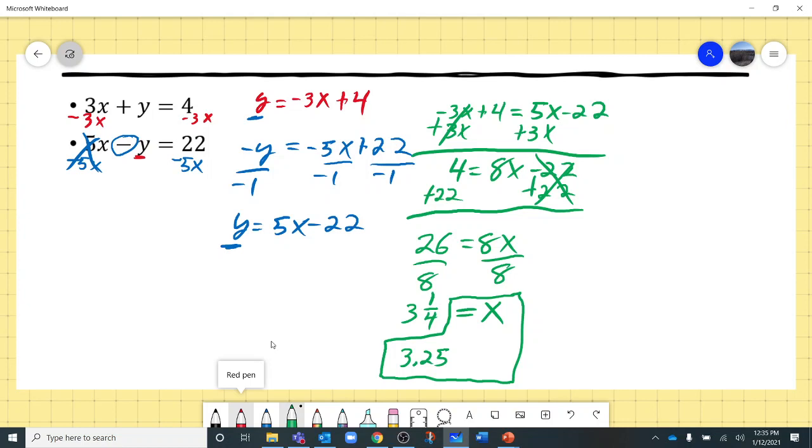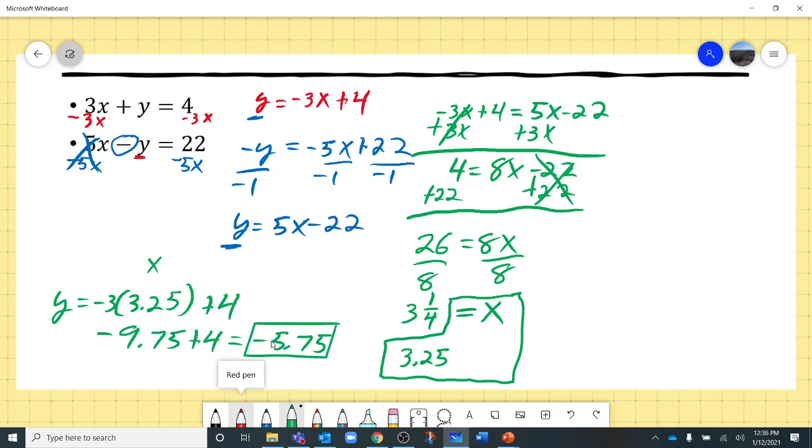Okay, so let's plug that back in now, and we can use any of our equations. It doesn't matter which one. I'm going to plug it into the red one that we got. So y is equal to negative 3 times 3.25, because we know that x is 3.25, plus 4. I'm going to put that in a calculator. I guess that would be negative 9.75. Negative 9.75 plus 4, and that will be negative 5.75.